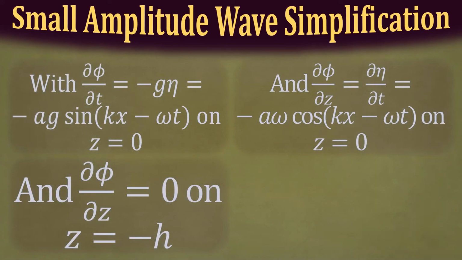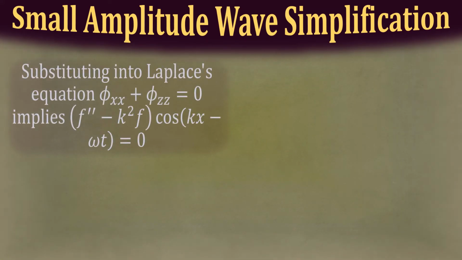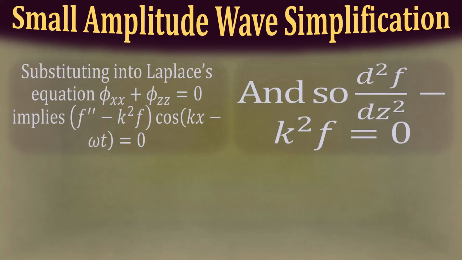We seek a solution of the form phi is equal to f of z cos(kx minus omega t) with f dash of 0 equal to minus a omega and f dash of minus h equal to 0. Substituting into Laplace's equation, phi sub xx plus phi sub zz equals 0 implies that f double dash minus k squared f times cos(kx minus omega t) is equal to 0, and so the second derivative of f minus k squared f is equal to 0.